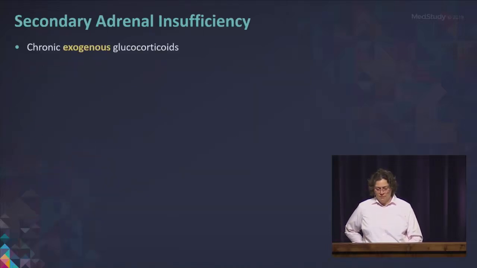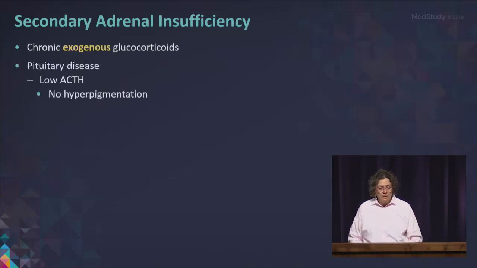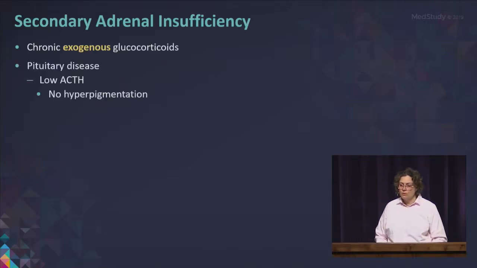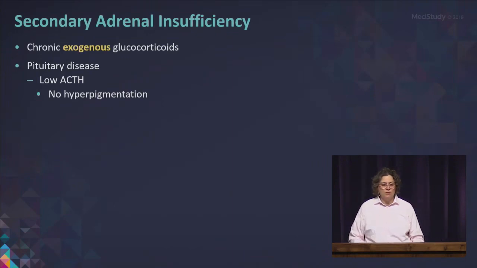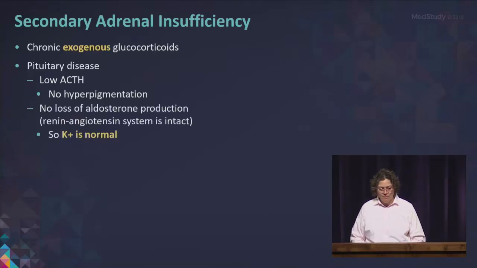In secondary adrenal insufficiency, again, the most common etiology is chronic exogenous glucocorticoids. You could come from pituitary disease like pituitary surgery or pituitary trauma. Generally, this is a low ACTH state, so you don't get the hyperpigmentation.